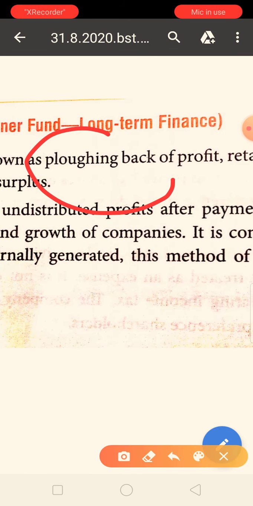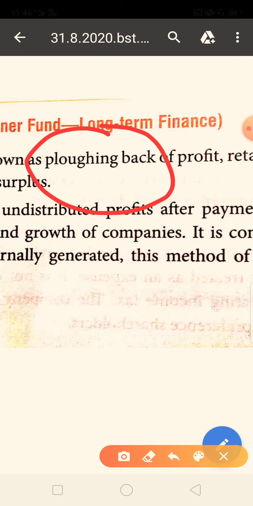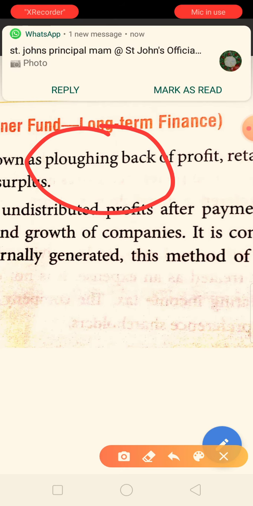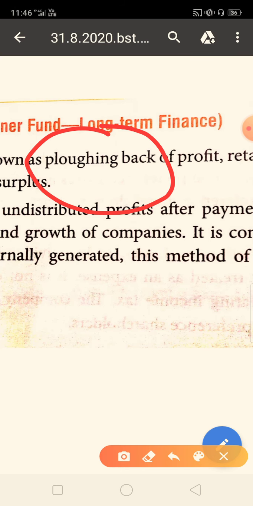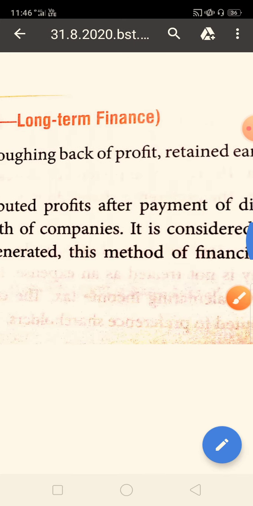It means, my dear student, suppose you grow wheat, and after growing wheat you take some of the seeds from it and sow them again and grow again. Similarly, suppose you are doing a business and you have invested 1 lakh rupees in the business, and you have earned a profit of 20,000. Then again you invest rupees 1,20,000 in the business, and now you will earn on 1,20,000. So that is called plugging back profit.